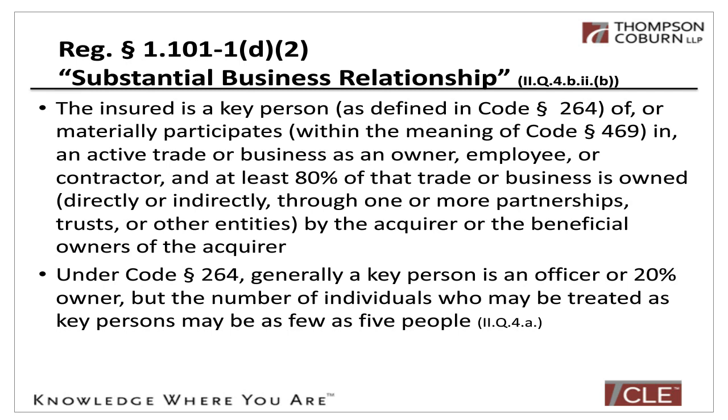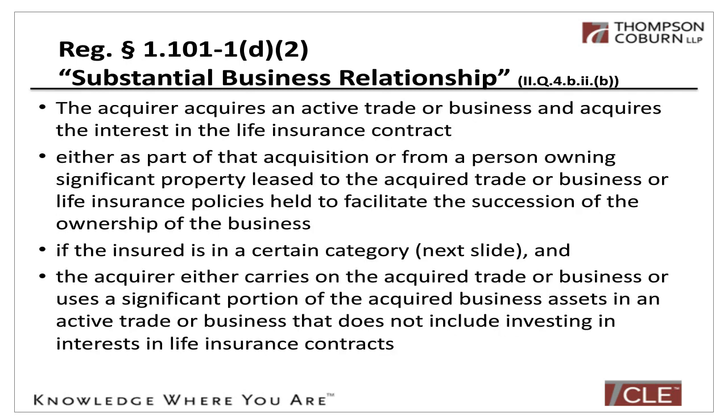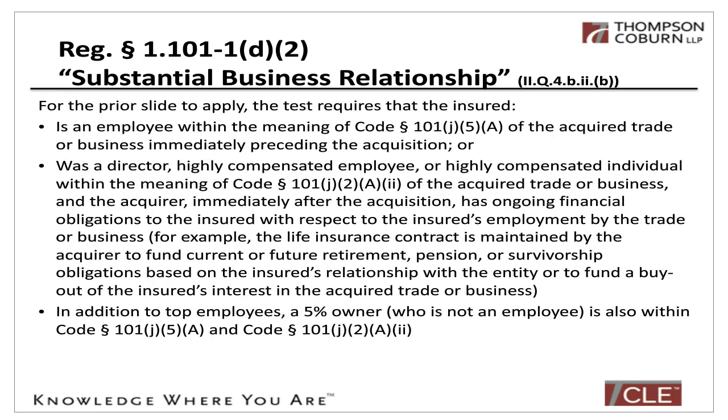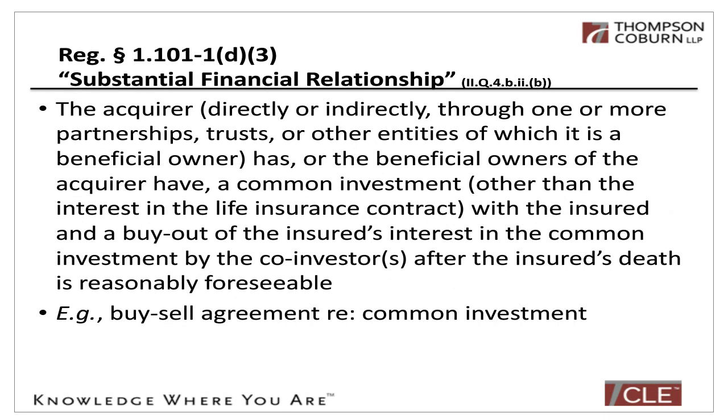So we have a slide here. Let's go to the next slide. That goes into more details on having that kind of a relationship. What type of relationship counts as somebody who's going to get hurt by that person's death. Let's go on to the next slide. And let's keep on going. Okay, the next one is a substantial financial relationship.